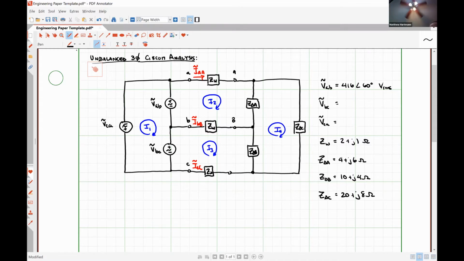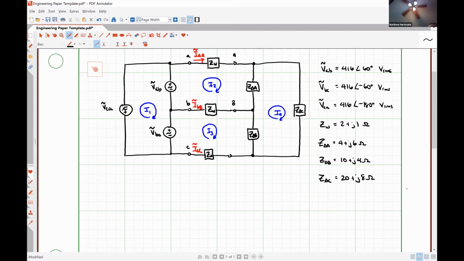All right, so circling back around to our source voltages, because our source is balanced, and I've said it's a positive phase sequence, we could say that VBC, we're going to shift it by negative 120 degrees, so that's going to be minus 60. And VCA lags VBC by 120 degrees, so that's going to make this minus 180. And so now we can simply get around to writing equations.